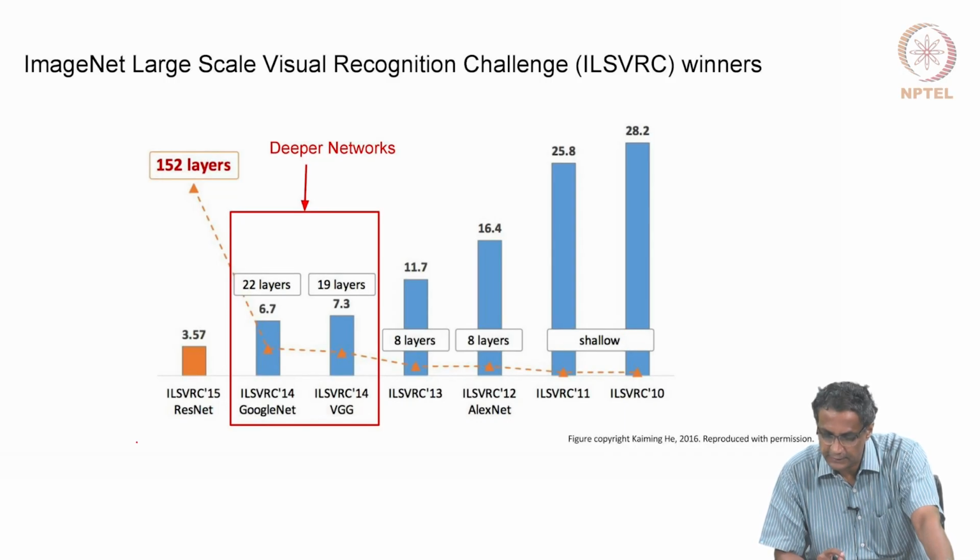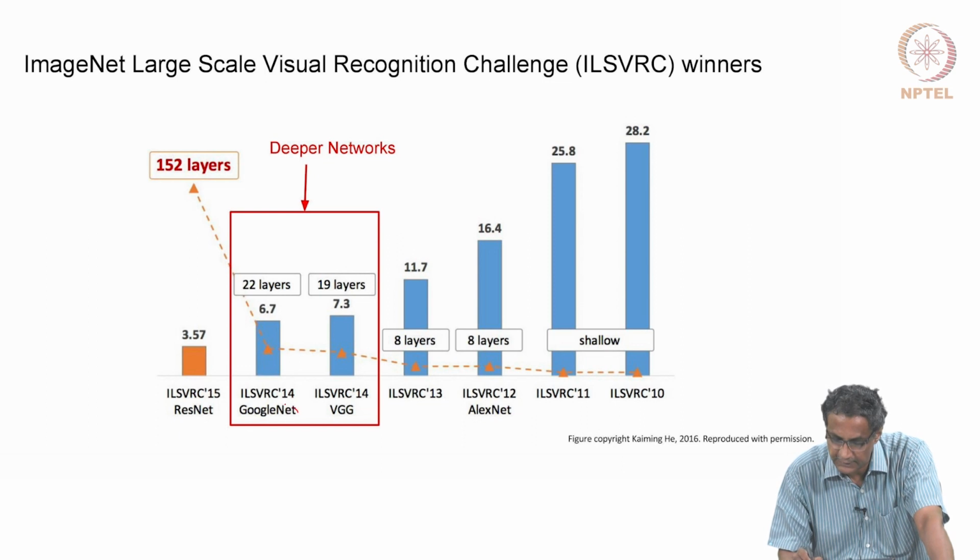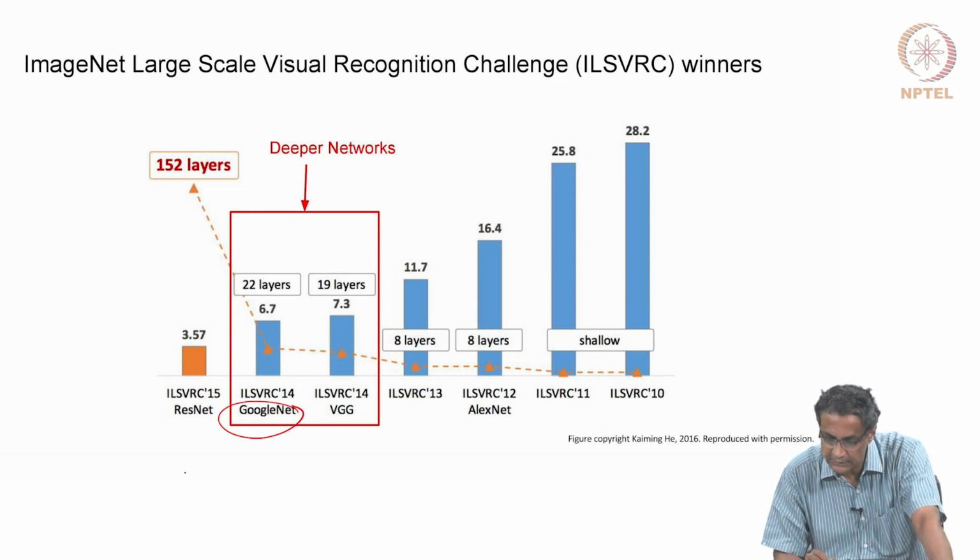Then the next one that we want to look at is GoogleNet. In terms of the number of layers, it's not very high. It's a small jump from 19 to 22. And even in terms of accuracy, it's a small improvement, 7.3 to 6.7.